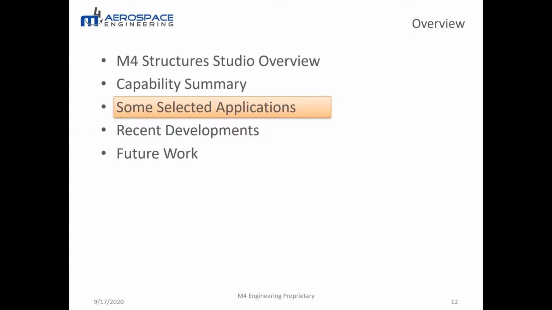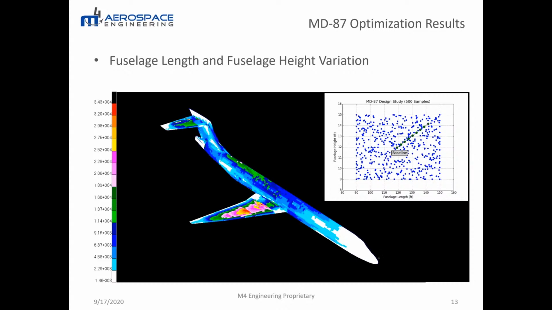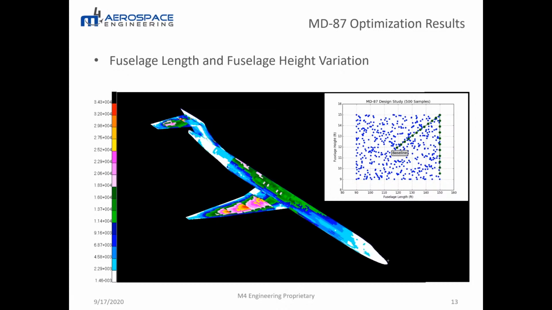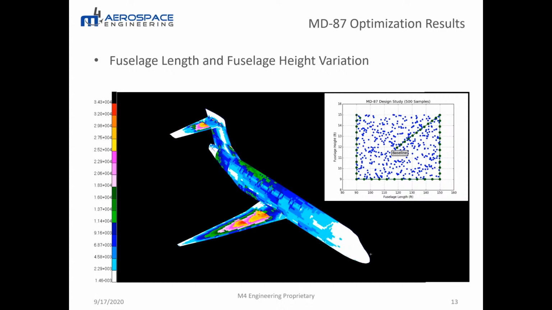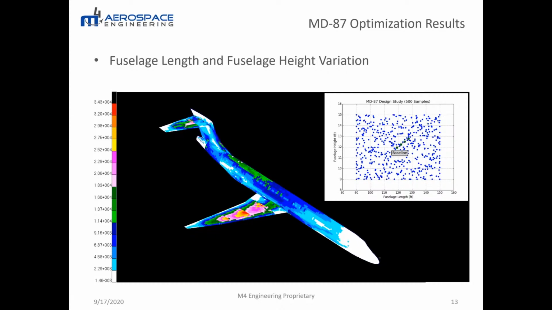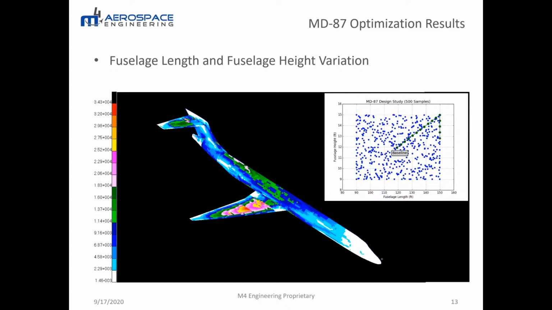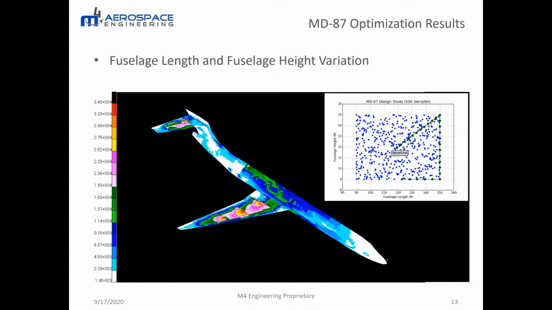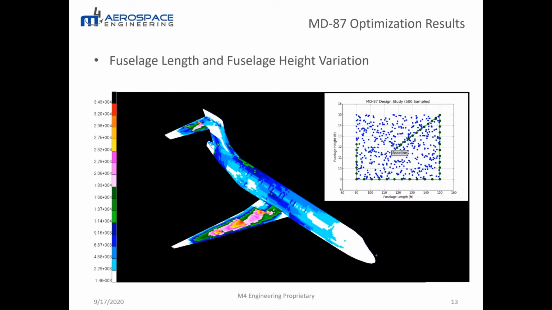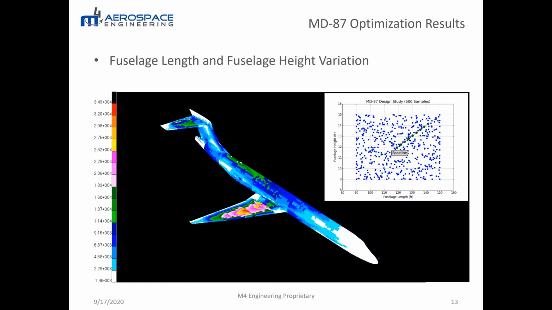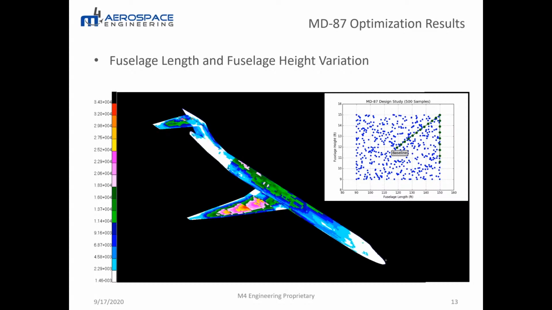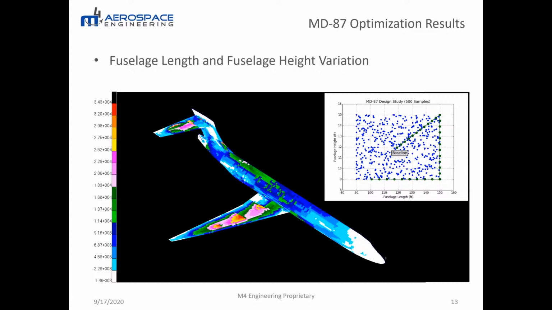Okay, so I'll move on here and show just some selected applications. The first one we'll start with is a conventional MD-87 vehicle that we looked at, and what you're seeing here is an animation showing a trade between fuselage height and fuselage length. We're marching along the exterior of that design study envelope, where each case you're seeing here was generated with the tool and fully executed through Nastran with a size optimized result to a given stress allowable that was specified for this vehicle.